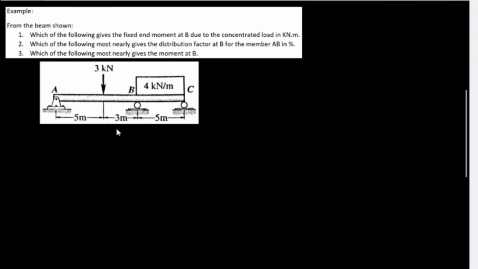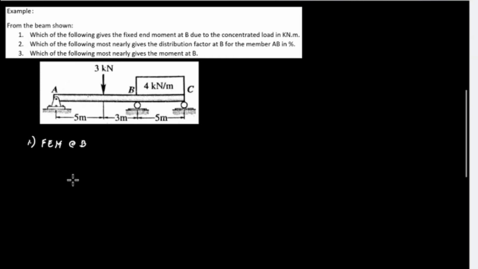We will determine the fixed end moment at B based on the concentrated load. Then, number 2, we will find the distribution factor at B for the member AB in percentage. Number 3, we will find the moment at point B using the moment distribution method. So let's find first the fixed end moment, or the FEM, at B.